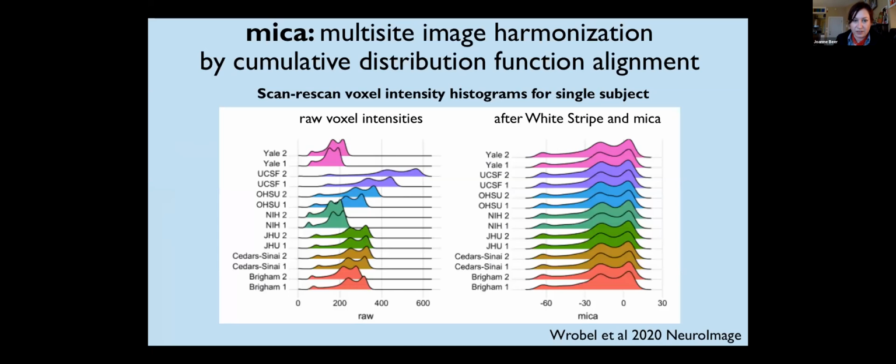And here's an example of a single subject that was scanned multiple times on multiple sites. And even within the same subject at the same site, there's differences in the raw voxel intensity distributions. But then here they applied White Stripe first, which is another normalization method, and then applied MICA, and they get something that looks very similar across sites and scans.